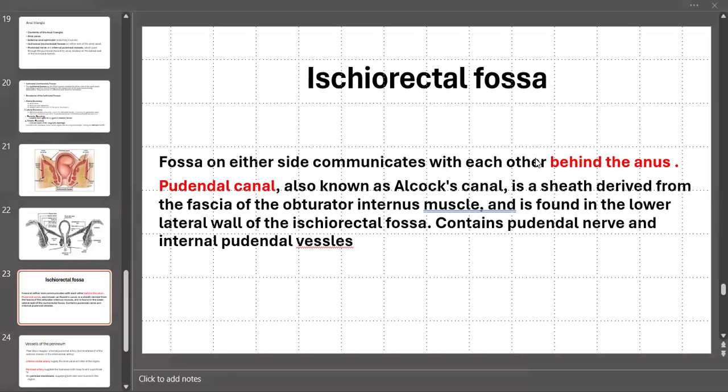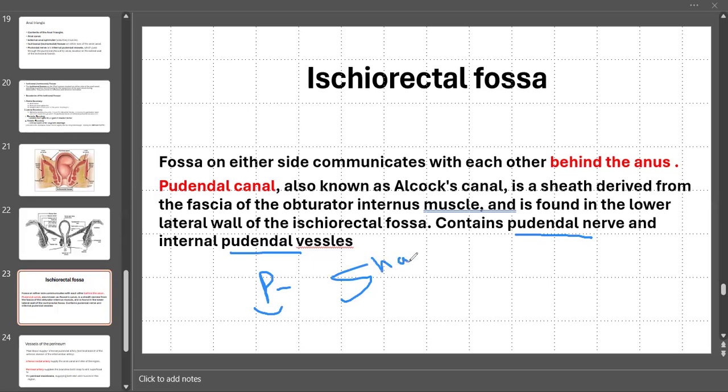Fossa on either side communicates with each other behind the anal canal. The pudendal canal, also known as Alcock's canal, is a sheath derived from the fascia of the obturator internus muscle, and it is found in the lower lateral wall of the ischiorectal fossa. Contains pudendal nerve and internal pudendal vessels. I have told you guys that this P letter is made for the perineum. You can see pudendal vessels. You can see pudendal nerve, perineum. And I don't remember exactly if it is a Latin word or the Greek word, but this pudendal means shame.